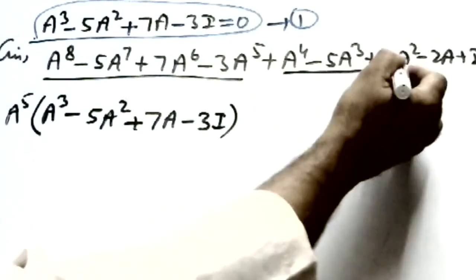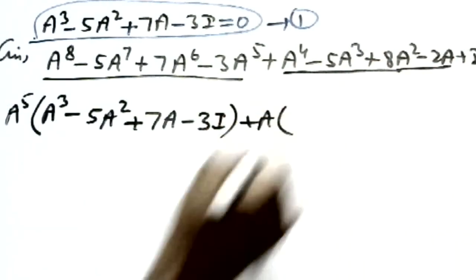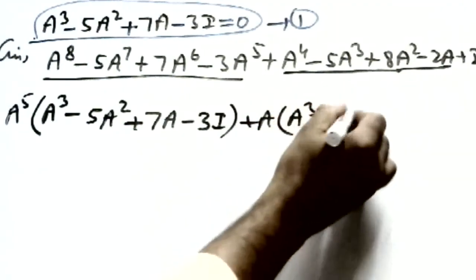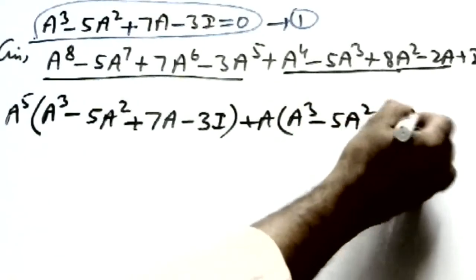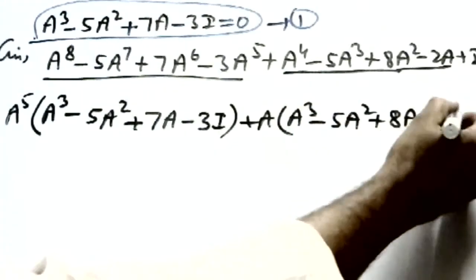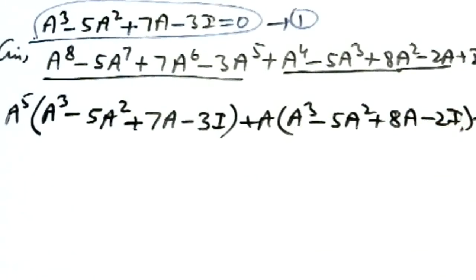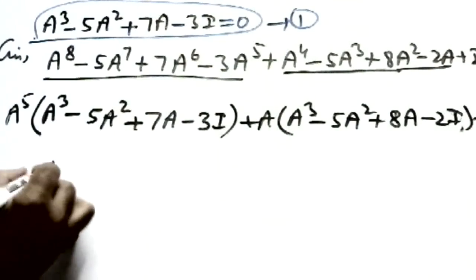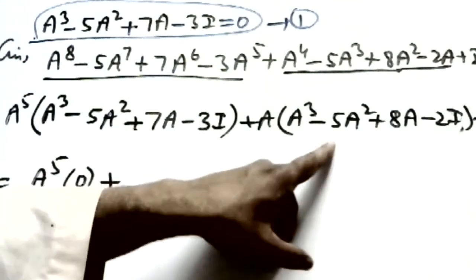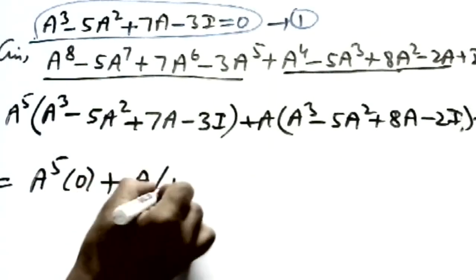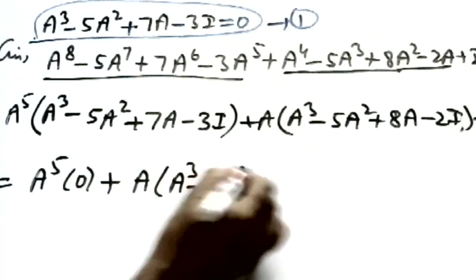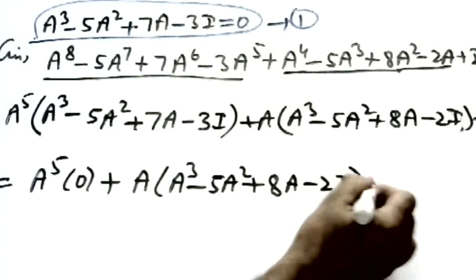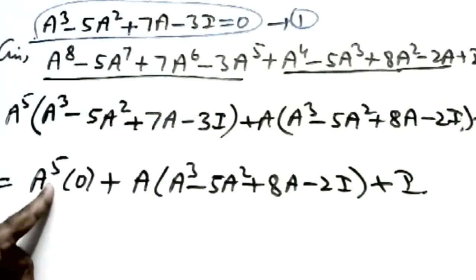Now again here we can take common A from this. If we take common A here, what is left? A cube minus 5A square plus 8A minus 2. You write 2 as 2I plus I. Now see here, this value is 0 according to the Cayley-Hamilton theorem. So A power 5 into 0. I'm writing as it is. In the next step, I will change this one. So A into A cube minus 5A square plus 8A minus 2I bracket plus I.